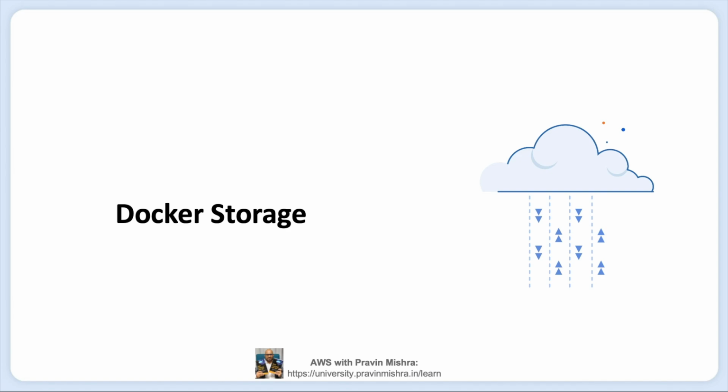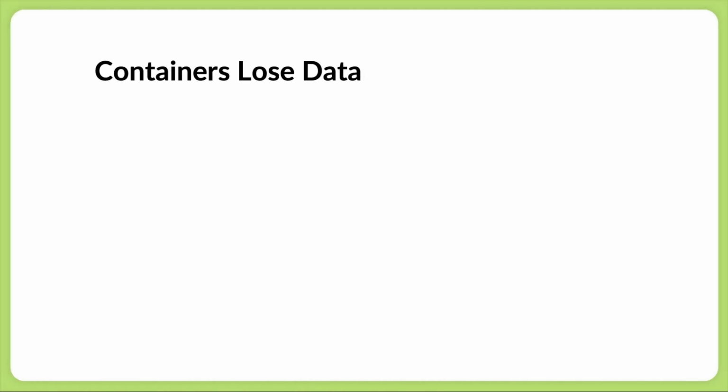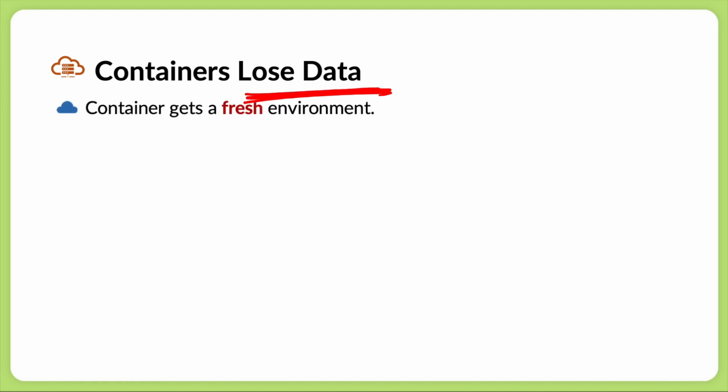Now let's understand this in more detail. Whenever a container gets restarted or crashes, it loses the data. This is similar to a hotel room. When you check in, you get a fresh room. Once you check out, and after 2 hours you go into the same room, you see everything is fresh. A container works in a similar way. Each time a container restarts, it gets a fresh environment.